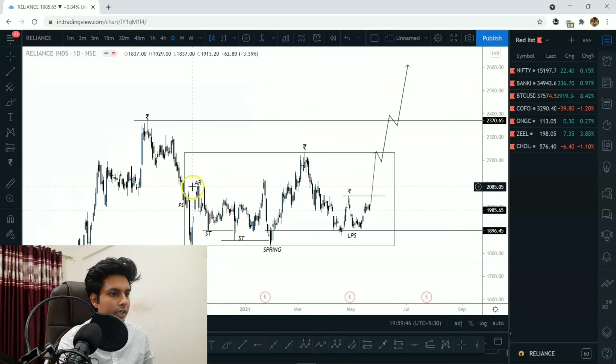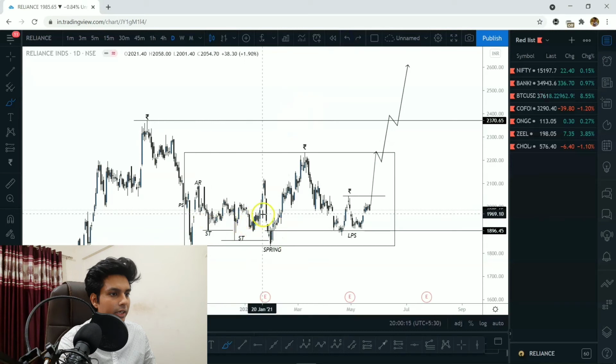So we get an automatic rally. This is where the profits are booked. The institutions book their profits right here. Now, as the prices move down, what do we have? ST, secondary test. The prices move down again, we get a secondary test, and then we get a spring action. This spring action takes out all the lows that we have here. Liquidity, right? We have stop losses just below these STs.